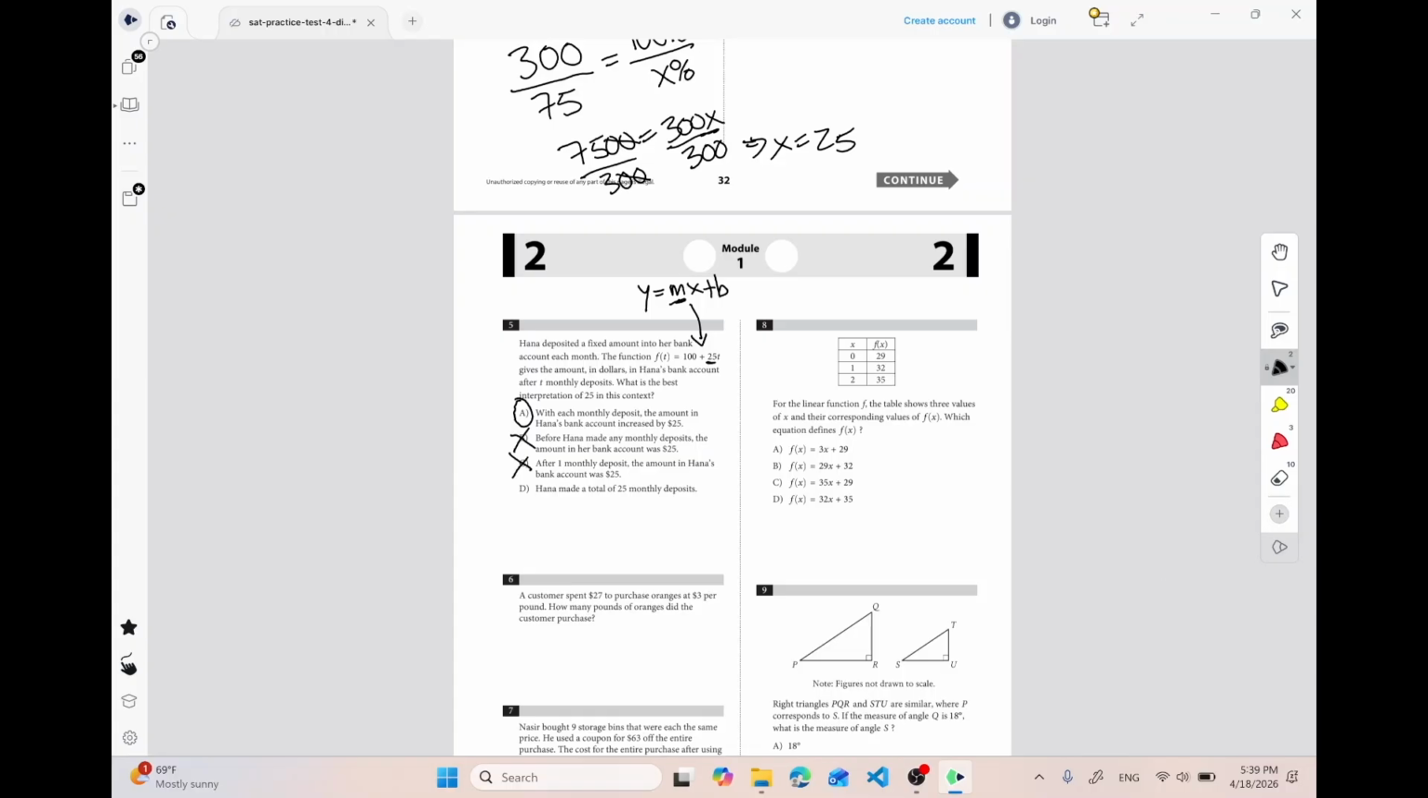And then D, Hannah made a total of 25 monthly deposits. We don't know that that's the case. If we were given a total amount in her account after some time, and then solved it for t and t equals 25, that could work, but we're not given that, so we don't know that information, and it's also the slope multiplied by t. It's not a value for the variable, so that's incorrect as well. The answer is A.